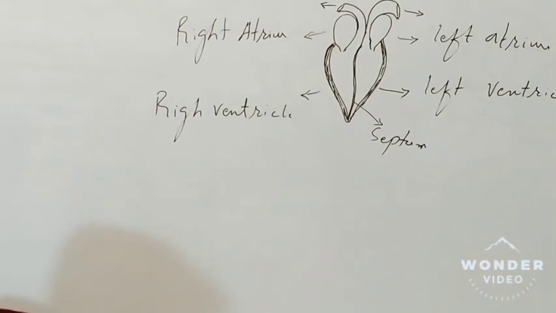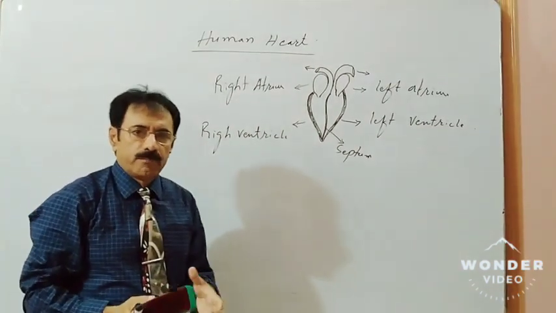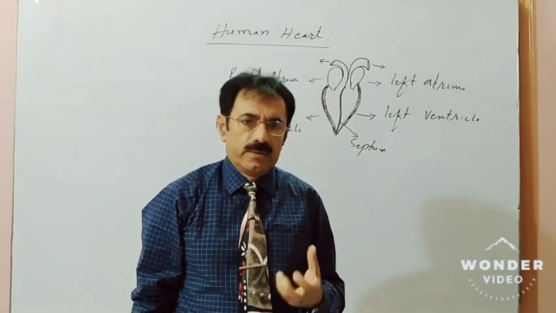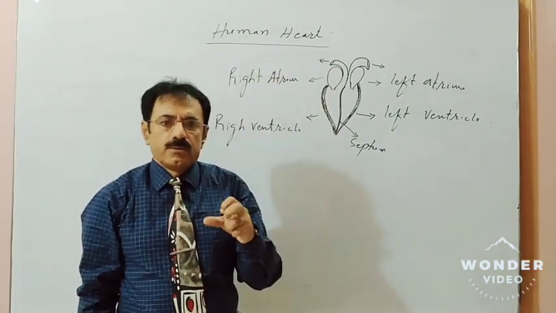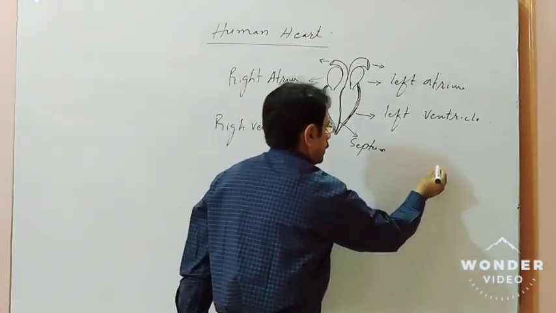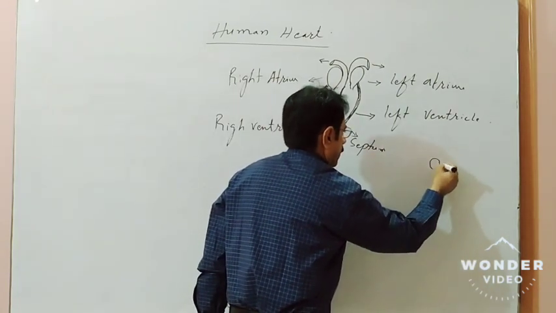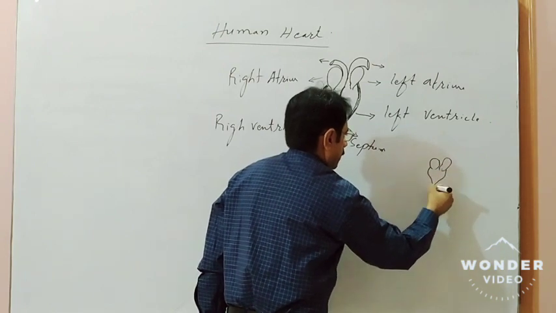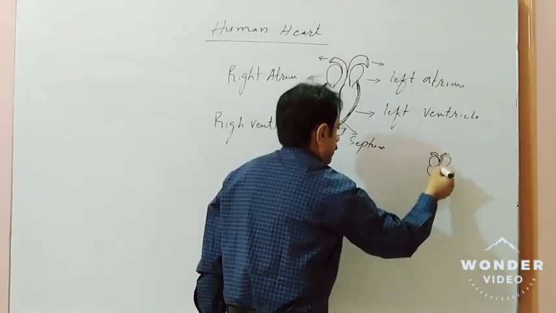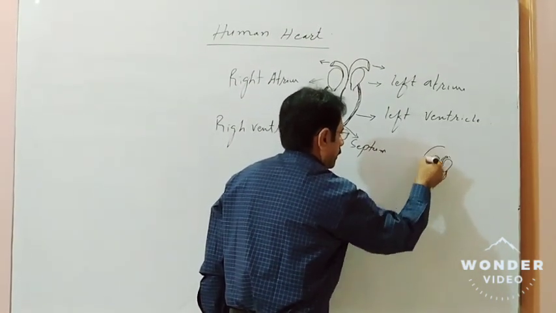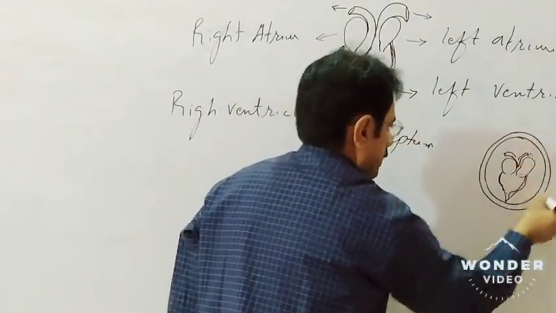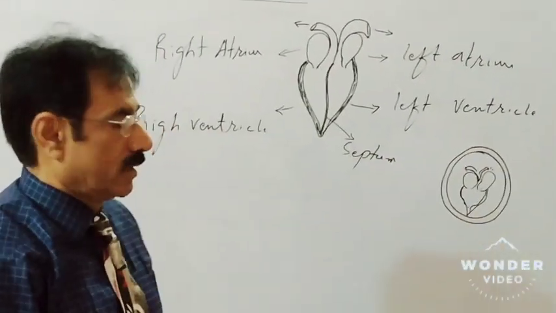The heart, we know, is commonly called a pumping station. It works automatically, and it is enclosed by a membrane. Let us draw another diagram. Suppose this is the heart. It is enclosed by the membrane that is called the pericardium. This is the pericardium that encloses the heart.